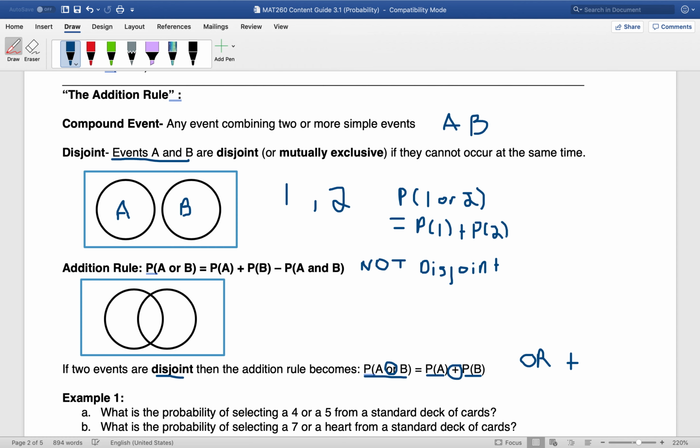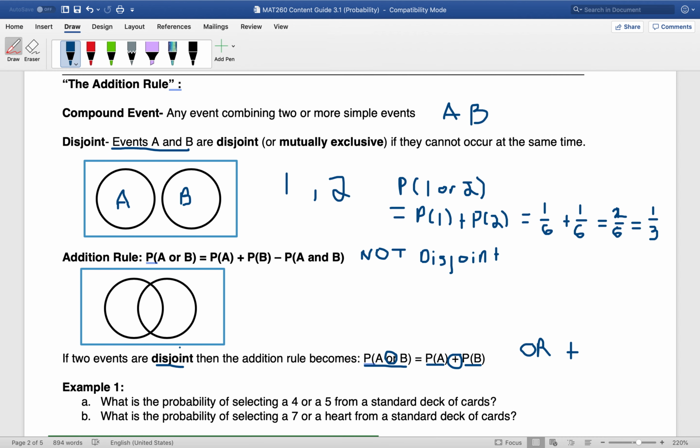And we know from previously that the probability of getting a 1 is 1 over 6, because there were a total of 6 sides on our die in our sample space. And then we're just going to add the probability of getting a 2, which is the same, 1 over 6. So the probability of getting a 1 or a 2 will be 2 over 6, or 1/3. So that's how we would solve one of these if we were given disjoint events.